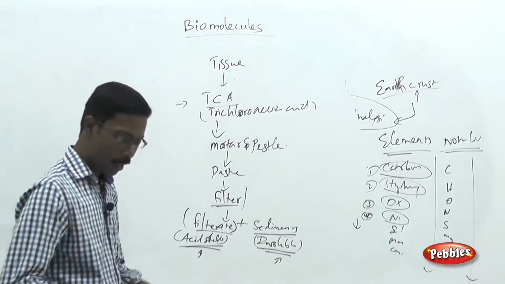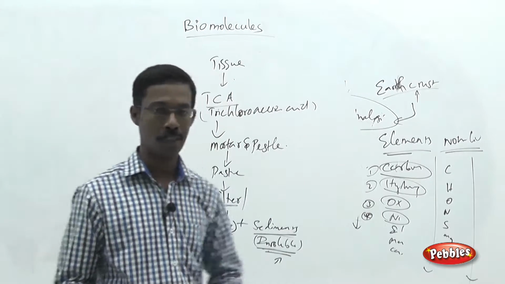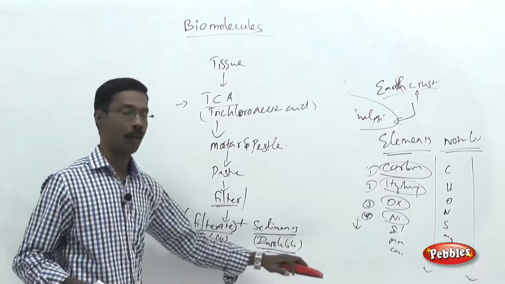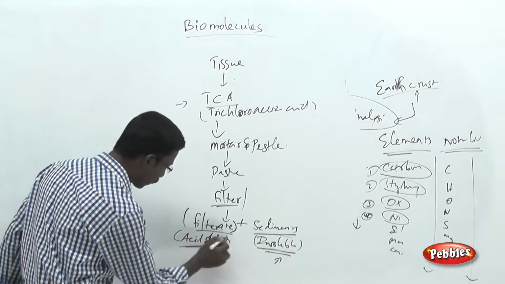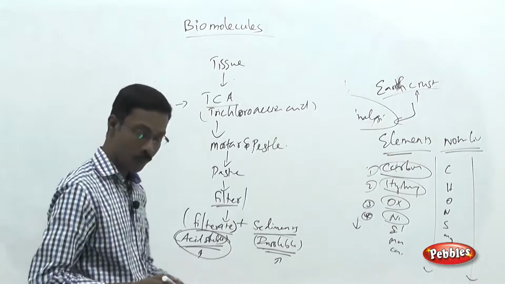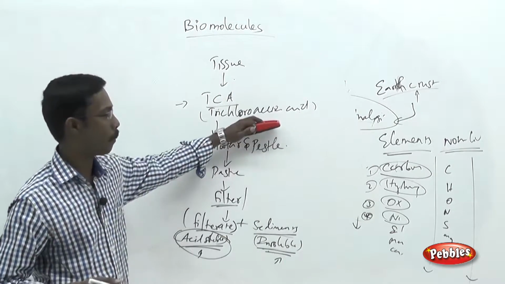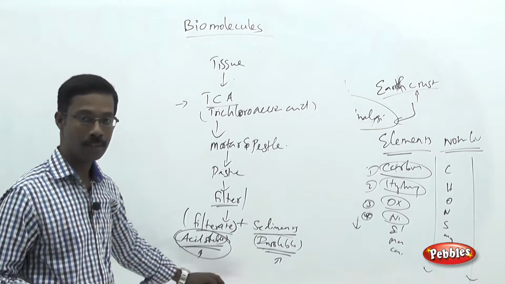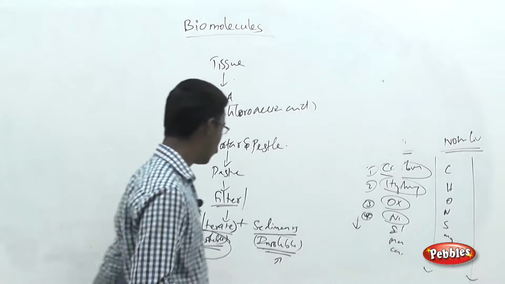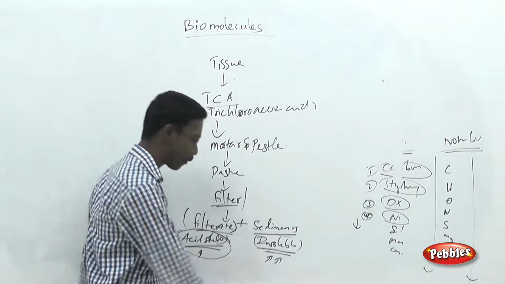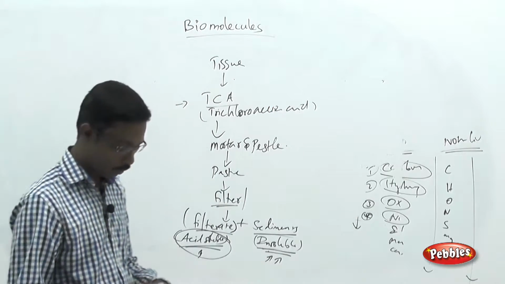Now we are going to analyze the chemicals present in the acid soluble and insoluble fractions. What may be the composition of the acid soluble fraction? As I told you, anything that can be dissolved in the acid will be in the acid soluble fraction. And what may be the composition of the insoluble fraction? Anything that cannot be dissolved in trichloroacetic acid.